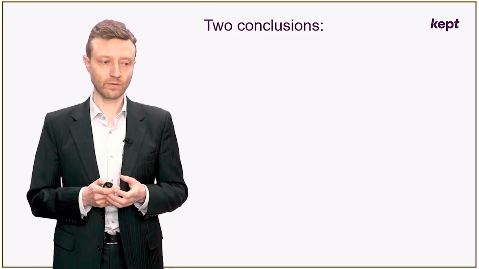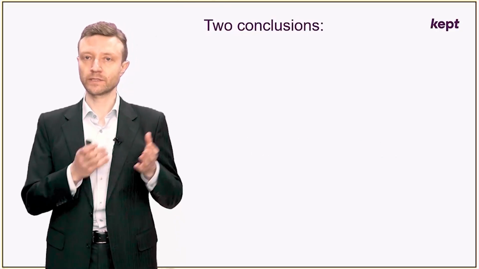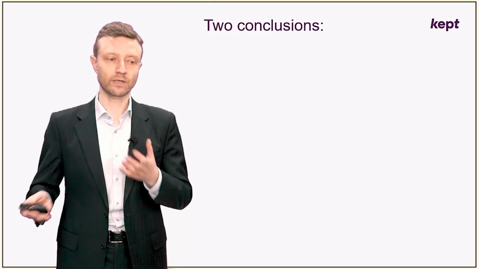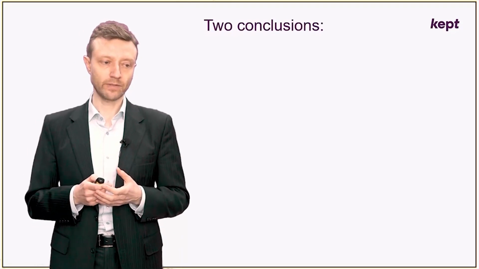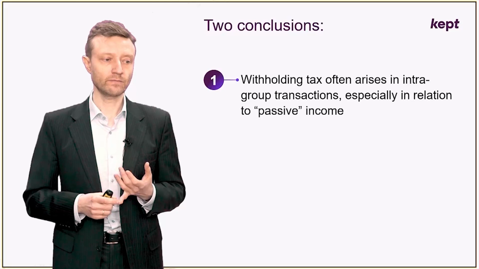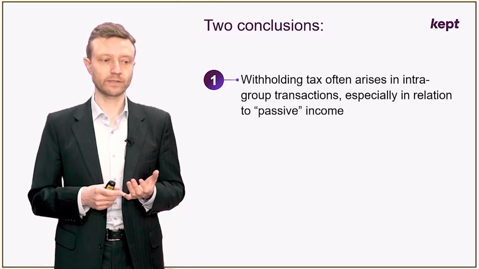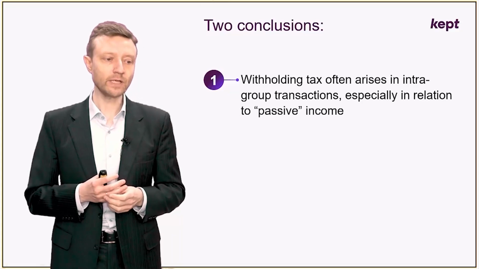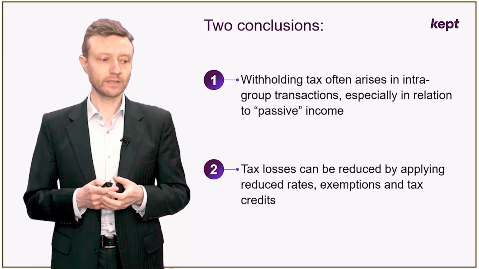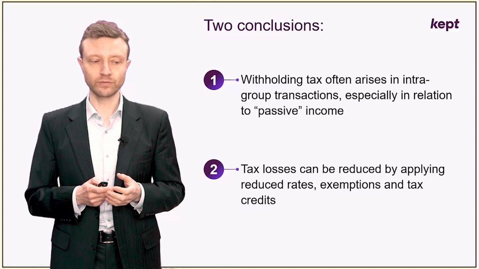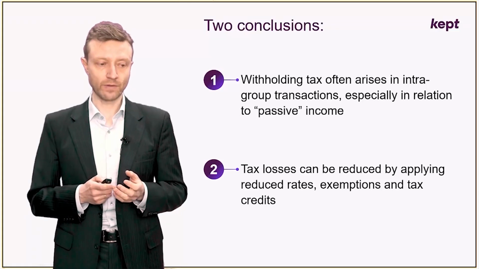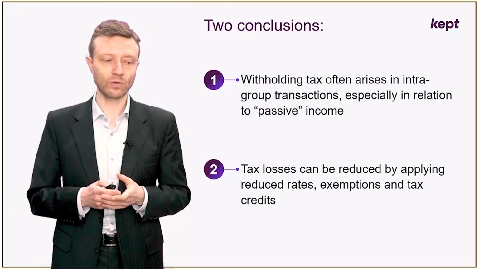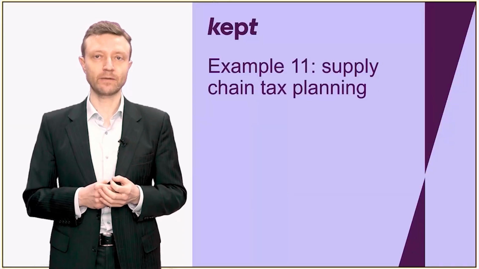Okay, two conclusions from this example where we looked at withholding tax on intra-group transactions, intercompany transactions. First of all, withholding tax often arises in intra-group payments, especially in relation to passive income. And second, tax losses can be reduced if reduced withholding tax rates are applied, or exemptions or tax credits are used.